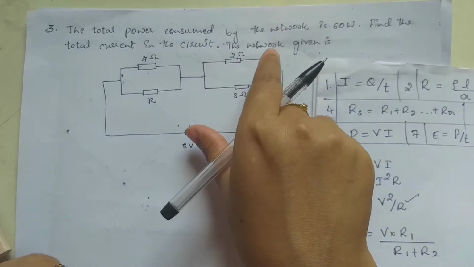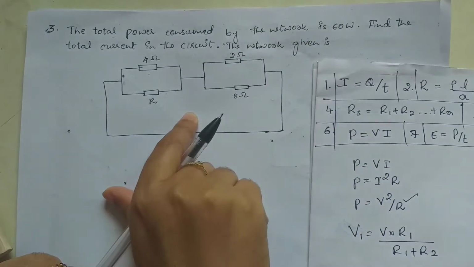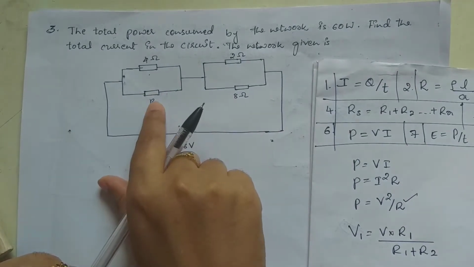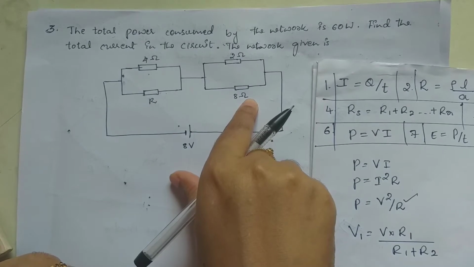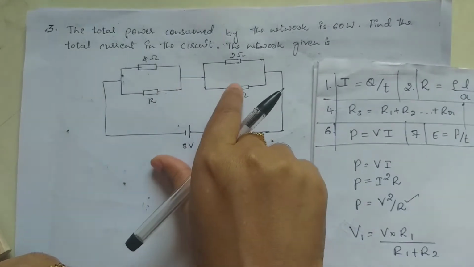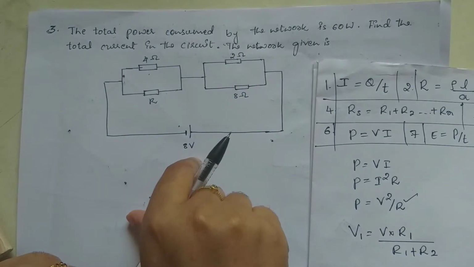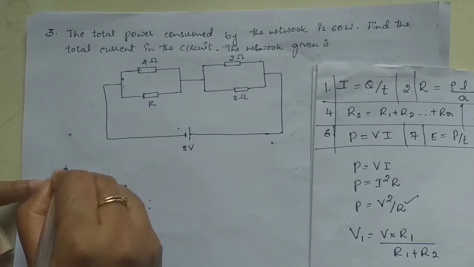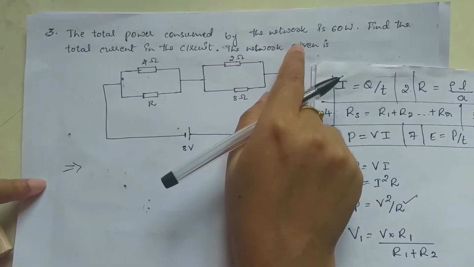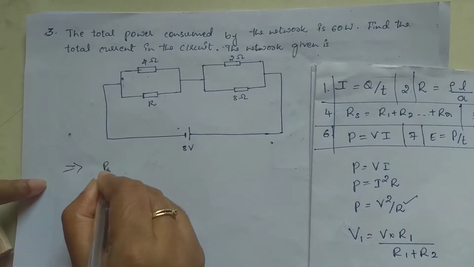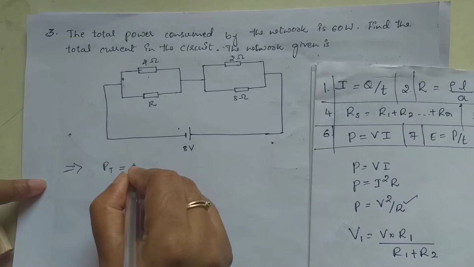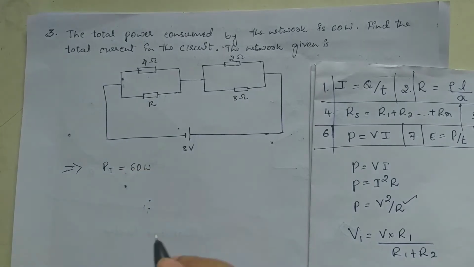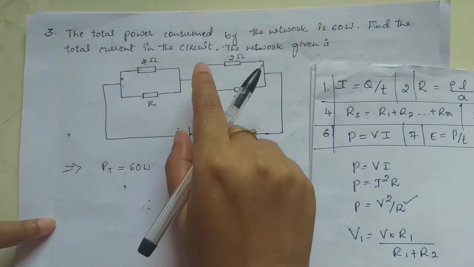Okay, the network is like this. Here 4 ohm and R are connected in parallel, and 2 ohm and 8 ohm are connected in parallel. These two parallel circuits are in series across an 8 volt source. Just note down the data given first. The total power consumed by the network, PT, is equal to 60 watt.